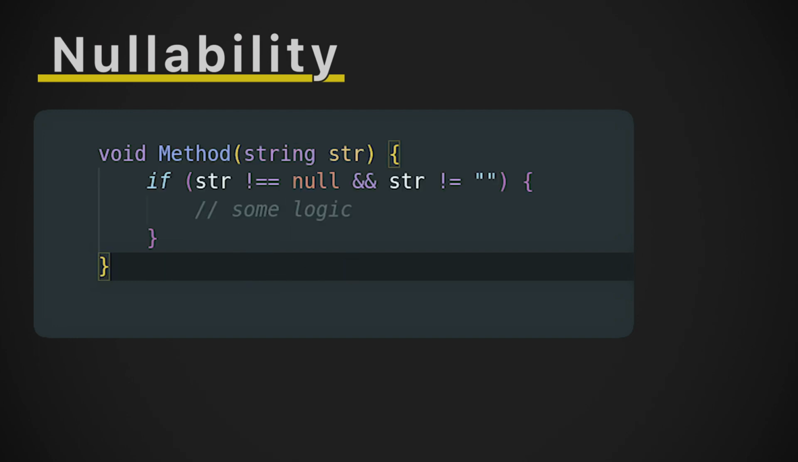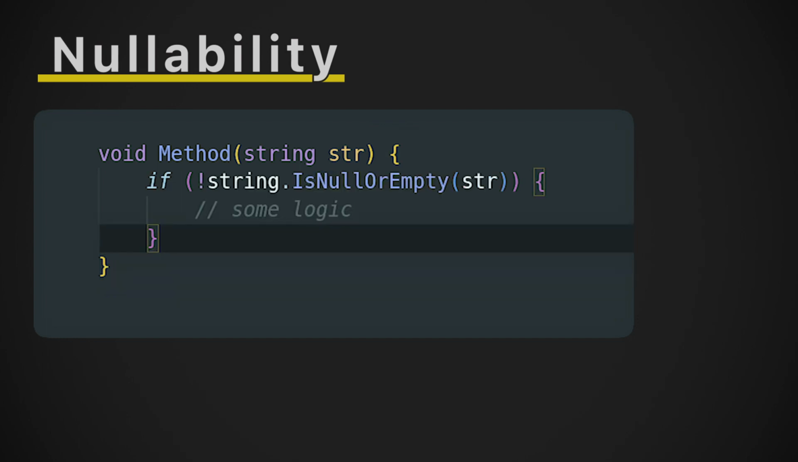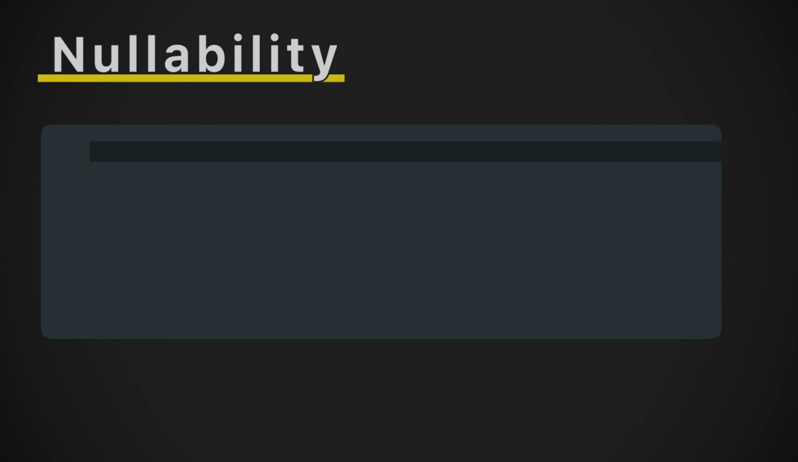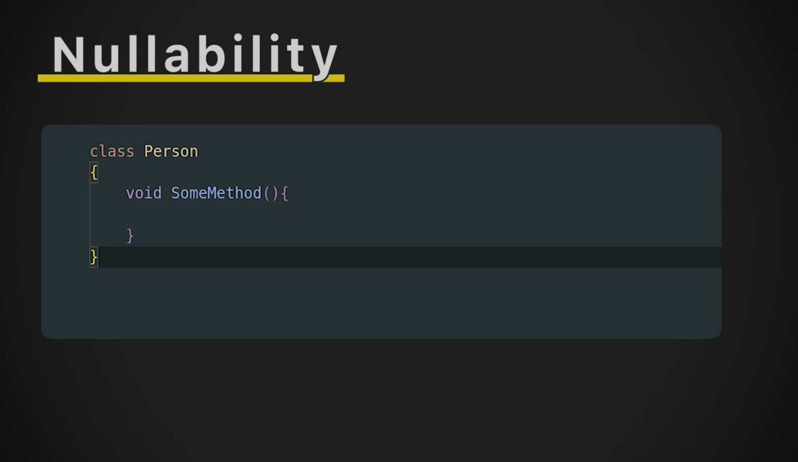It becomes inconvenient to write string empty and null equality checks. For that reason, C# has the string IsNullOrEmpty method, as well as the IsNullOrWhiteSpace method. We check the string also for tabs, new lines, and spaces. Custom classes, being reference types, are nullable by default.